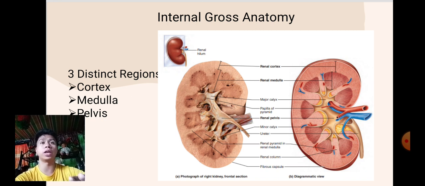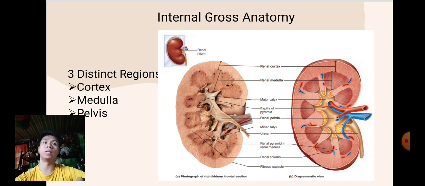The renal columns, inward extensions of cortical tissue, separate the pyramids. Each pyramid, or medullary, surrounded by cortical tissue, constitutes one of approximately 8 lobes of the kidney. So there are 8 medullary pyramids, or what we call 8 lobes, in the kidney.